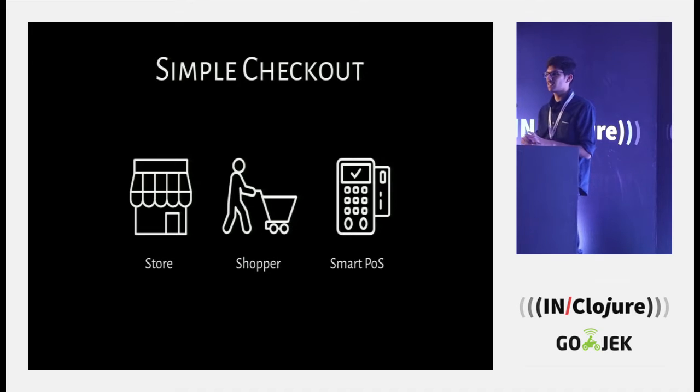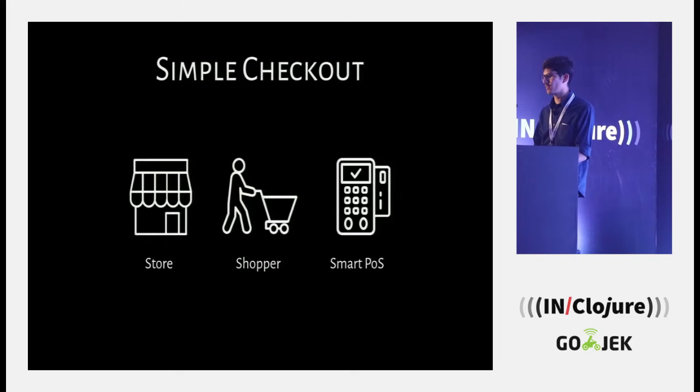So the flow that I just described, the shopper walking into a shop, buying some items, checking it out, and paying for it, is what we call a flow in our system. This is for one shopper, and it's a pretty simple process of checkout.